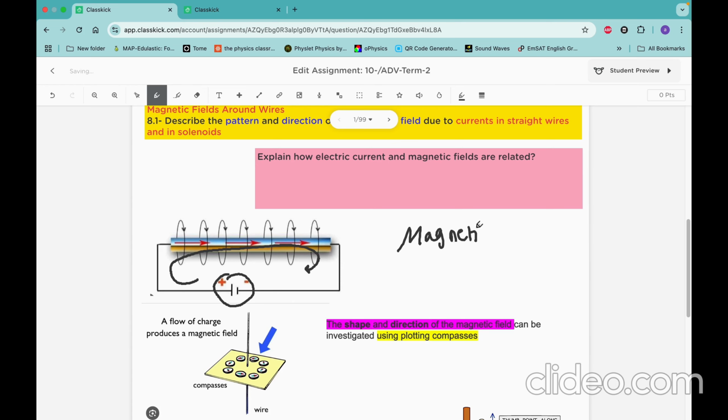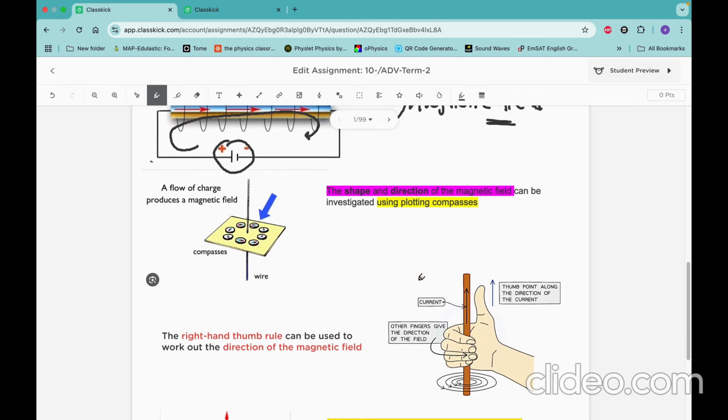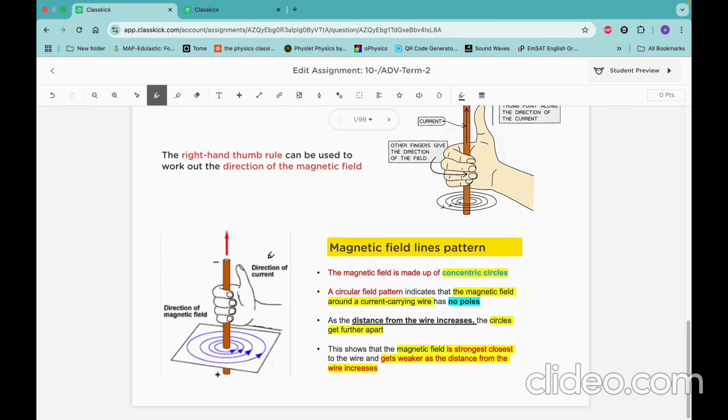This magnetic field has a pattern and has a direction. The pattern and direction can be changed based on the shape of the wire. For example, if the wire is a straight wire, as we can see here, and this means there's electricity. This is the direction of electricity, electric current, which is from positive to negative.